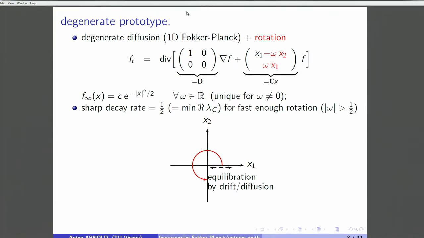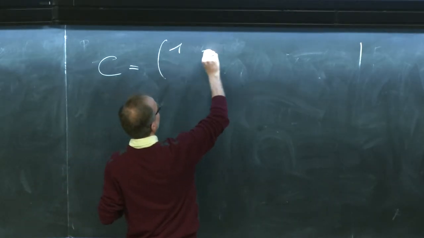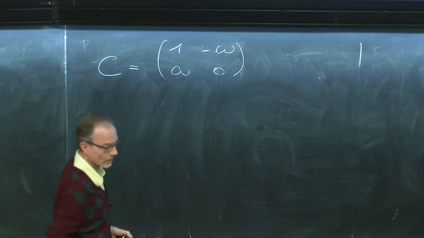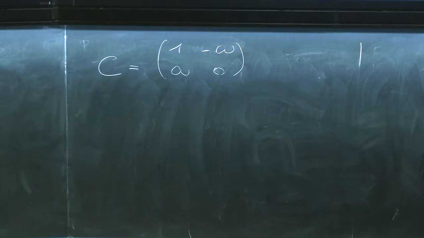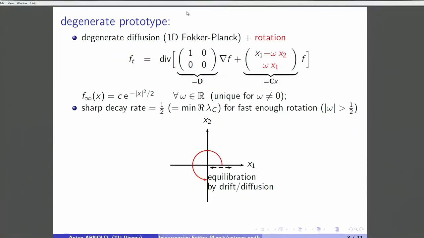The real story will be that you look at the drift matrix C that appears here on the right-hand side, which has the coefficients 1 minus omega, omega, and 0. And you look at the eigenvalues of that, and when omega is large enough, this means when you rotate your system quickly enough, then the real part of the eigenvalues will be equal to 1/2. And this then will give you this sharp decay rate of 1/2 in this two-dimensional example. In the case that your rotation parameter is just a limiting value 1/2, then this matrix C here is similar to a Jordan block, and then you lose an epsilon in this decay rate.